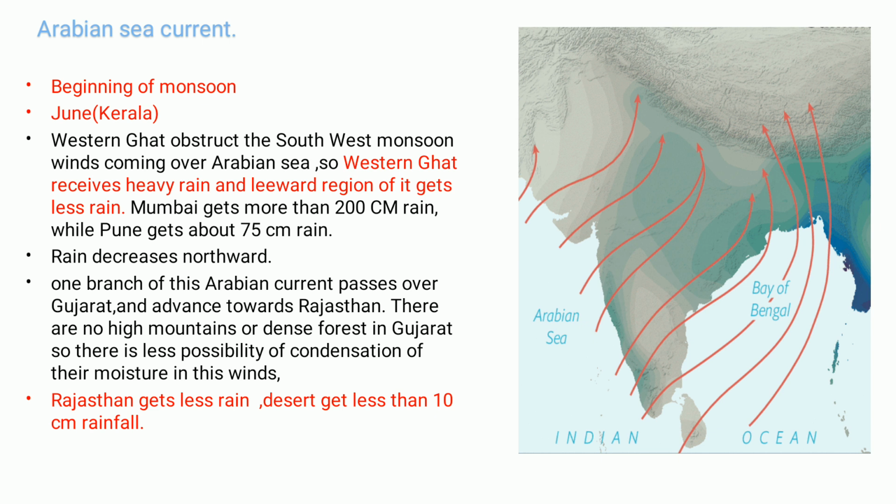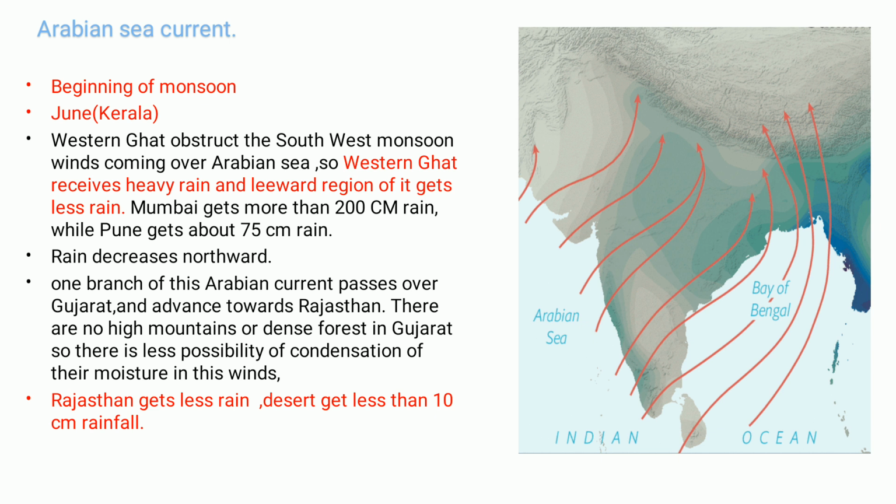Windward and leeward. Windward means the area or region which comes in the wind direction, that receives more rain. And leeward means the area which falls behind the mountainous region, that receives less rain.